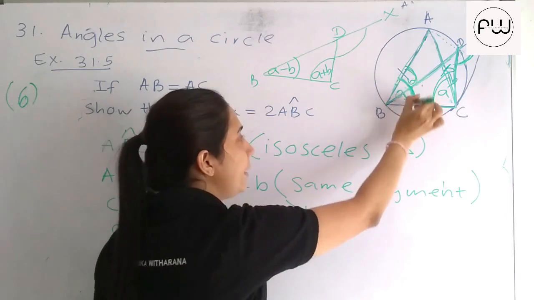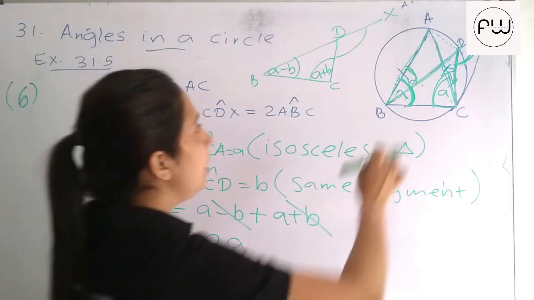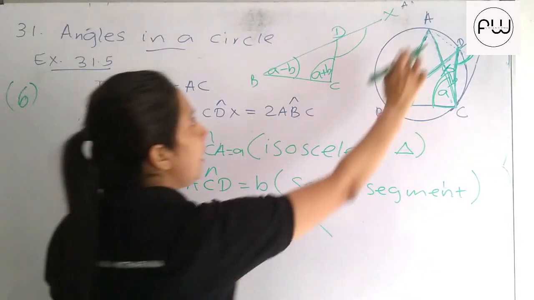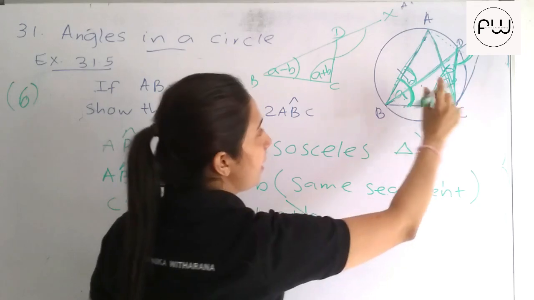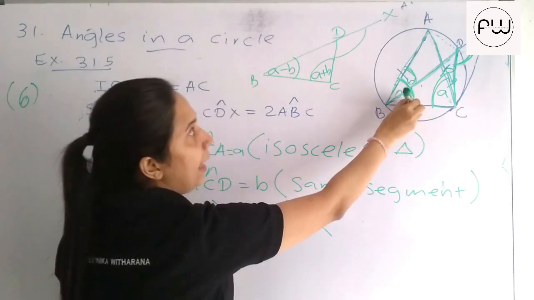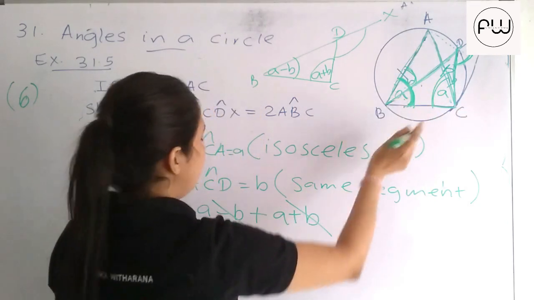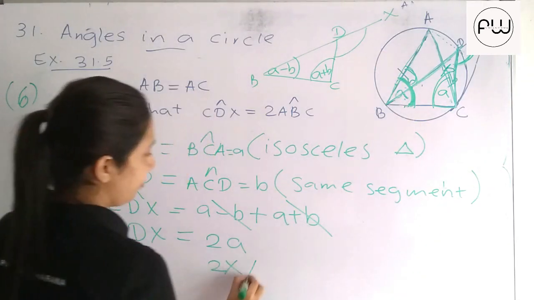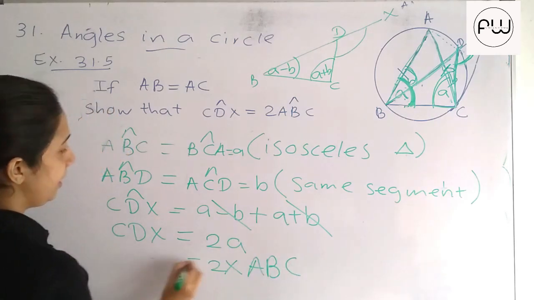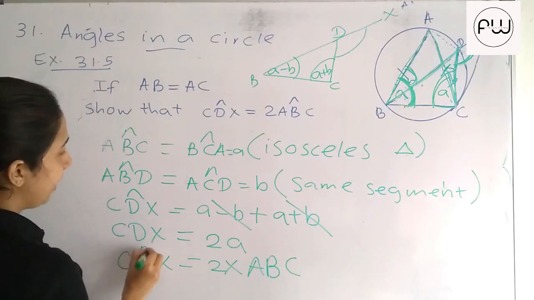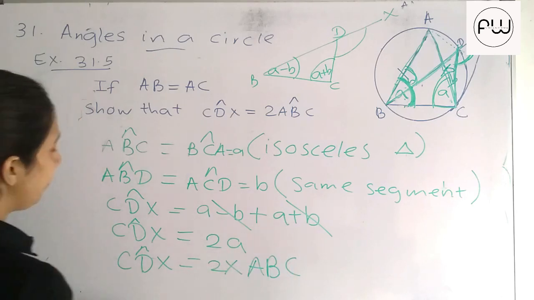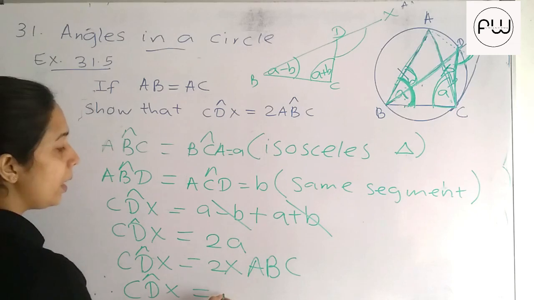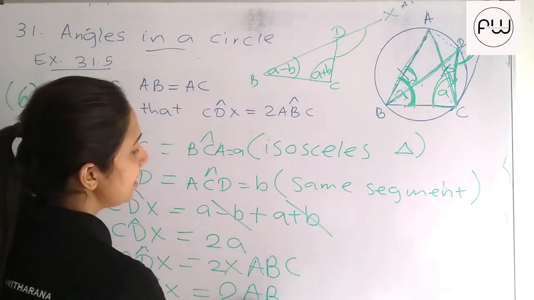Now here A is equal to this whole angle. What is this whole angle? This whole angle is ABC. Then instead of this A, we can write ABC, because this whole angle is A. Then CDX angle equals 2 times ABC. Therefore, we can write CDX angle equal to 2ABC. That's it.